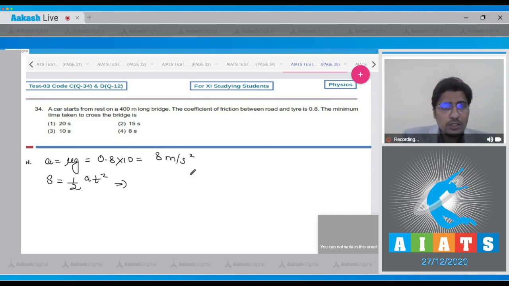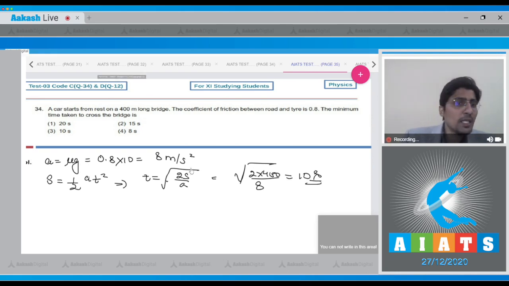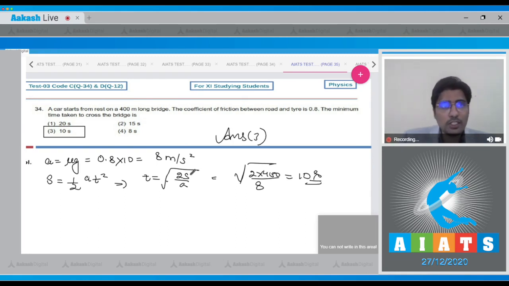So the distance is s. From this, t can be written as the square root of 2s by a. Putting the value of s as 400 meter and a as the maximum acceleration, that is 8, this time comes out to be equal to 10 seconds, and this is the minimum time. And hence for this question the correct answer is option number 3.